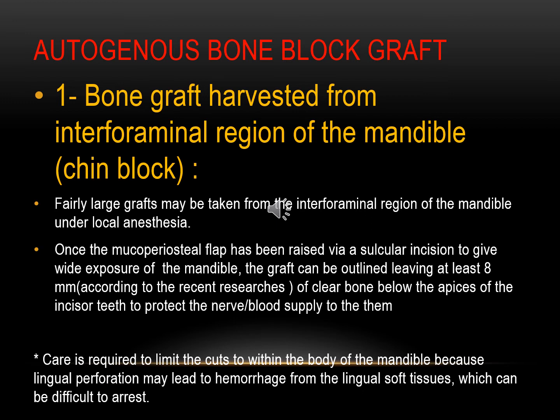After we prepare our mucoperiosteal flap and we expose the bone via a circular incision to give wide exposure of the mandible, the graft can be outlined leaving at least 8 mm of clear bone below the apex of the incisor teeth to protect the nerve and the blood supply to them.